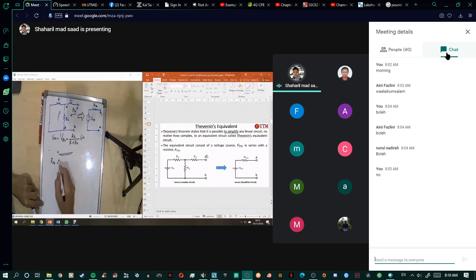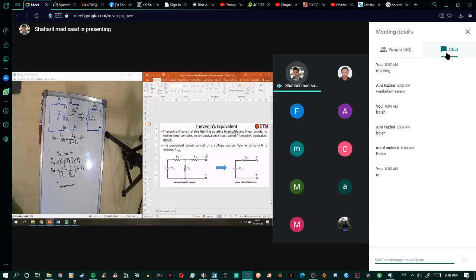RTH is equal to R1, which is parallel with R2. And then after the parallel, it can become a series, so this one plus R3. So here you get 1 over R1 plus 1 over R2, plus R3. Now you got RTH.